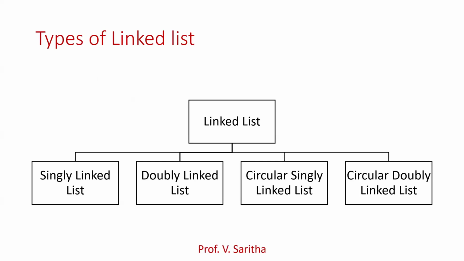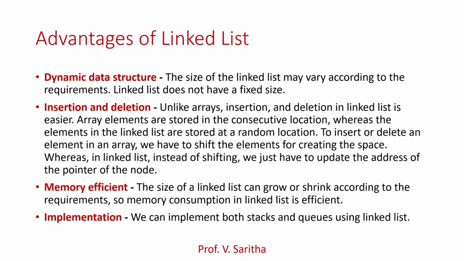There are different types of linked list. Basic types are singly linked list and doubly linked list. And from singly linked list and doubly linked list, we have circular singly linked list and circular doubly linked list also. So what are the advantages of linked list?